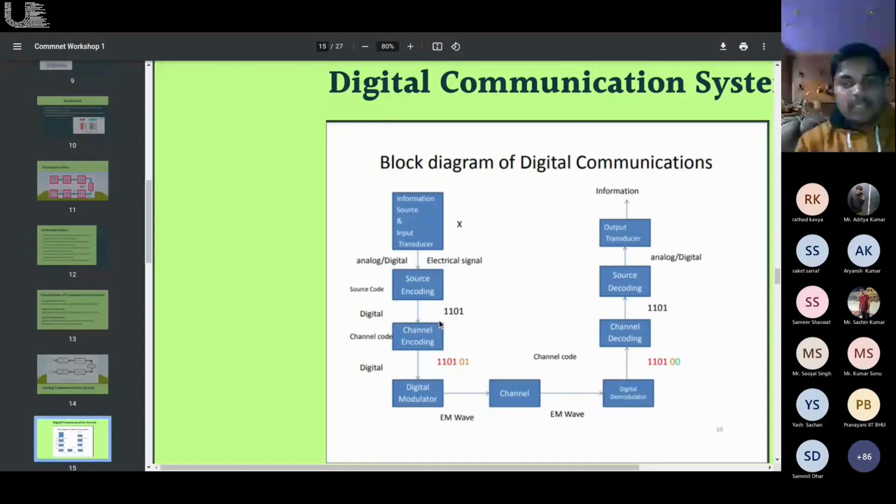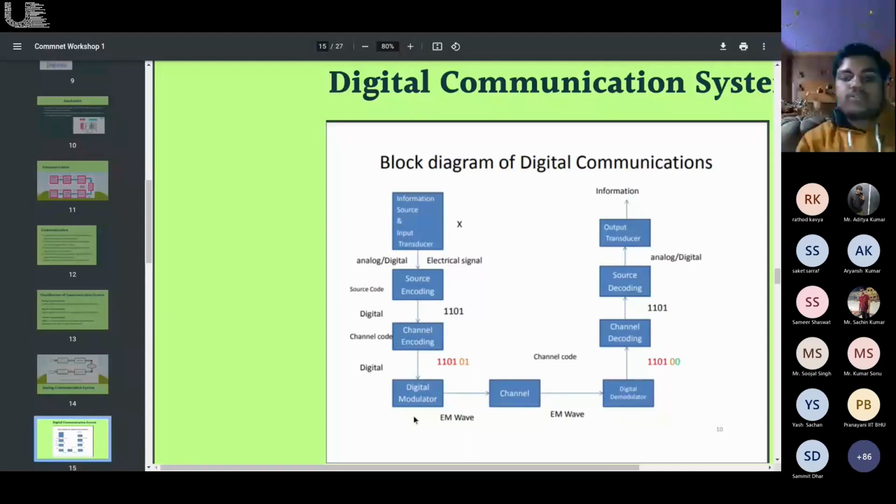Next we are doing some channel encoding. We will discuss source encoding and channel encoding in the next slide. In channel encoding we will do some more modifications in the signal. You can see there is no analog signal, we are converting 1101 to 110101, only digital signal. Yes or no? Any response? Next we have the digital modulator.